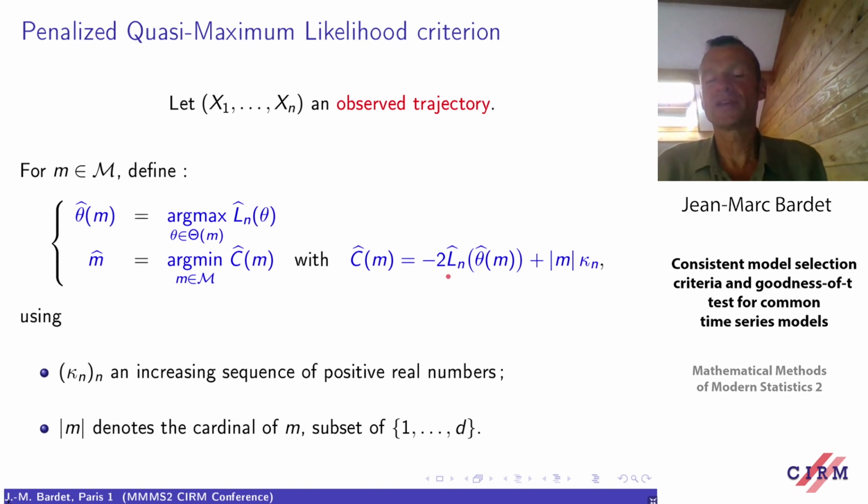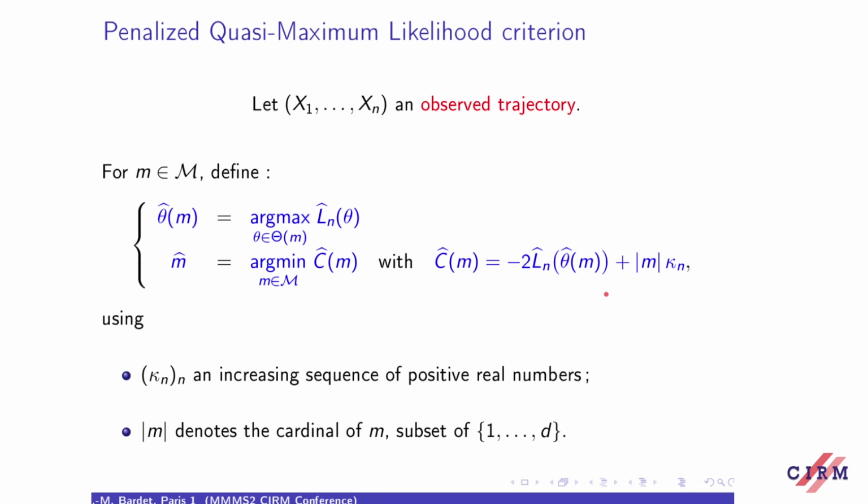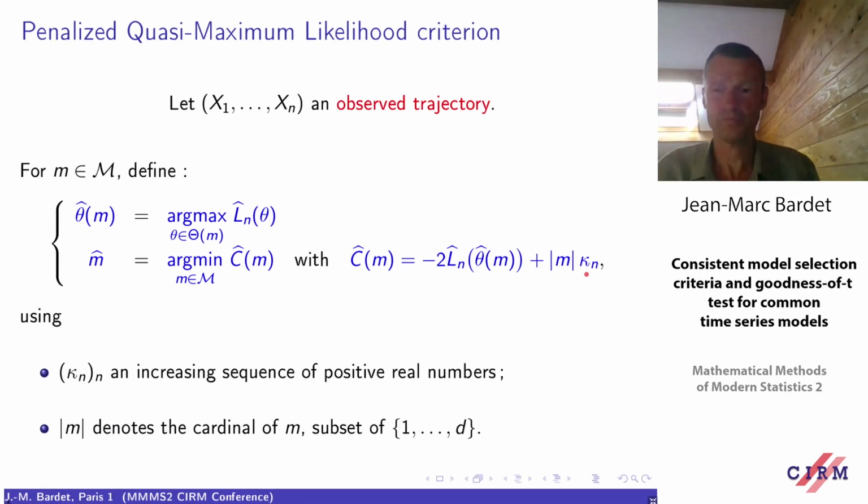So this definition is not really surprising or new. It's very close to what is known as the AIC criterion or BIC criterion, except that for AIC, kappa n is a constant equal to 2, and for BIC, kappa n is equal to the logarithm of n. So this is just a generalization of both those well-known criteria of model selection.